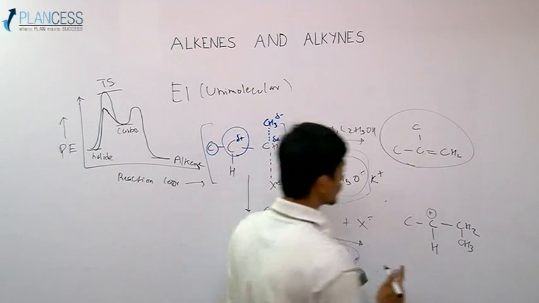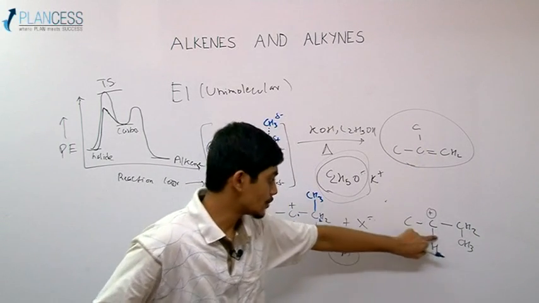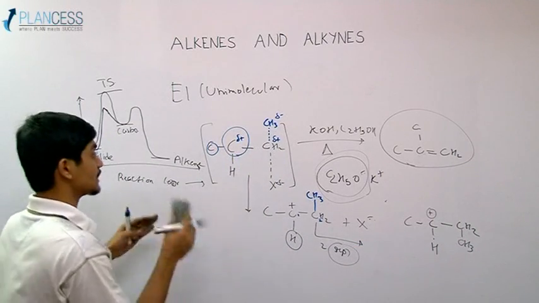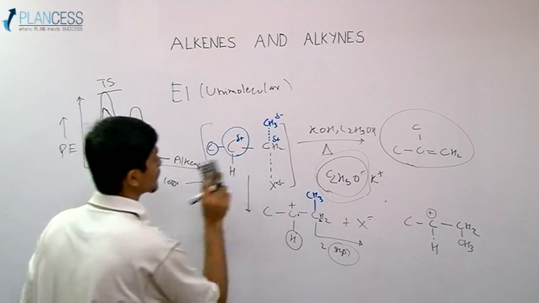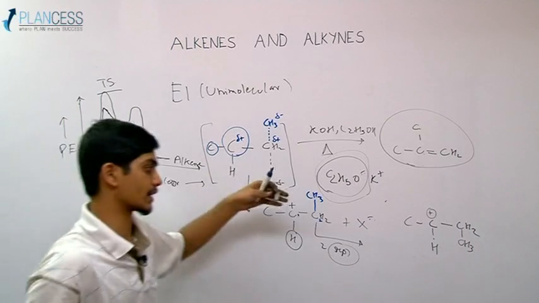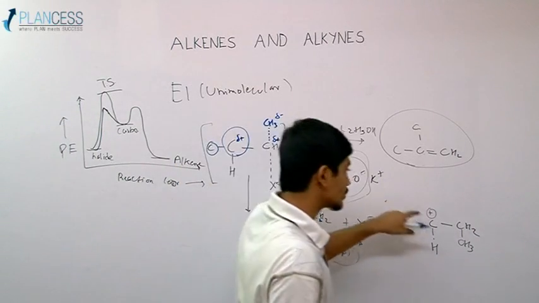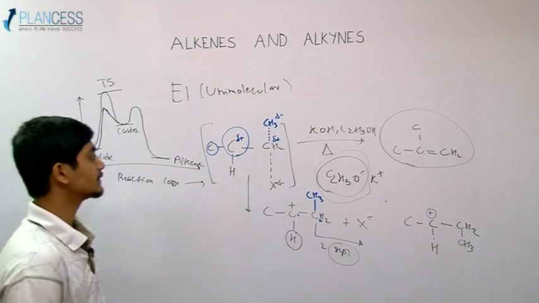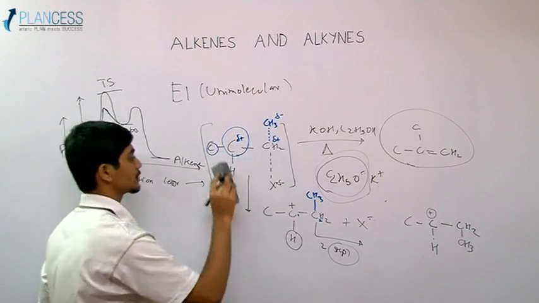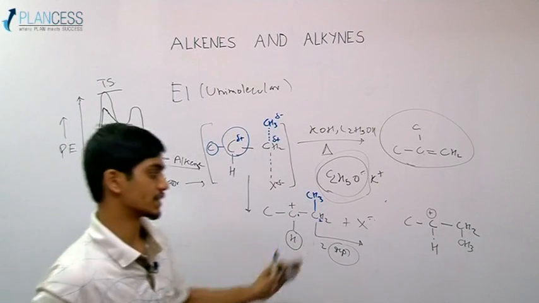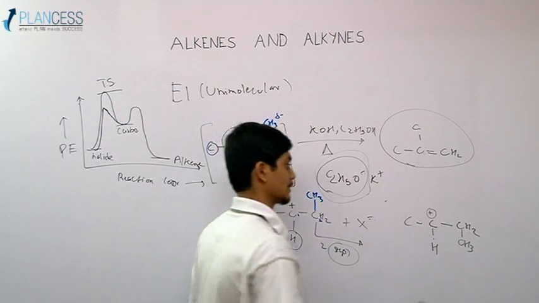As I told you, it is not necessary that this hydrogen is always eliminated, just because initially this was in the beta position with respect to the halide. We just require a beta hydrogen to the carbocation. If the carbocation was here, then this was a beta hydrogen which was available and we could use it. But now we have multiple choices. Let me explain.